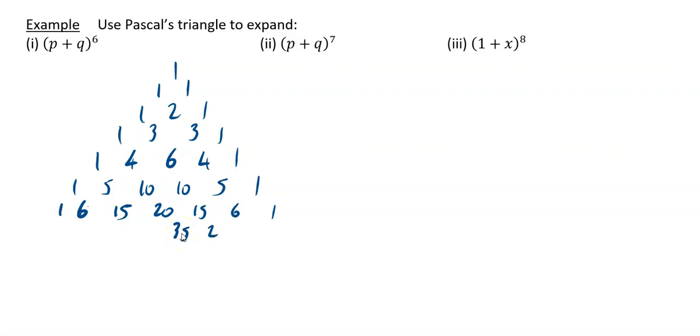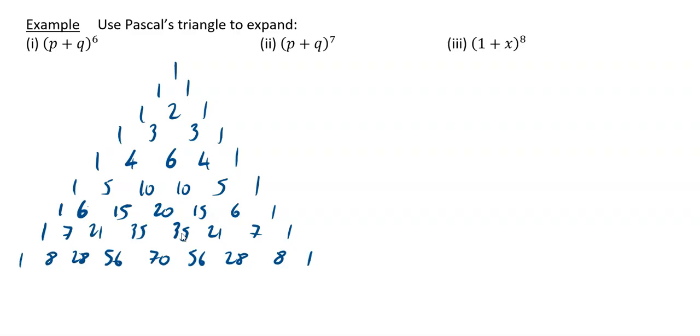That's going to be 35, 21, 7, and 1. And our last line for us is going to be 1, 8, 28, 56, 70, 56, 28, 8, and 1.